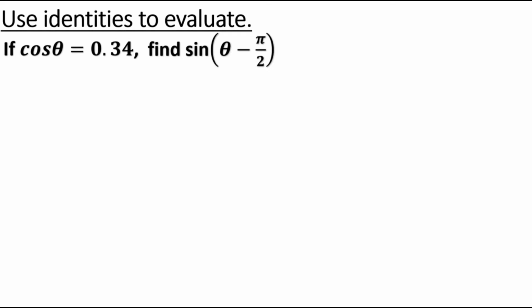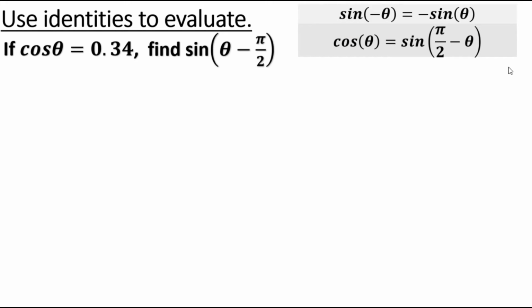We're starting off with the given information that cosine of theta equals 0.34. We want to use that to find the answer to the sine of theta minus pi over 2. The kinds of properties that we're going to use are the odd-even properties and the cofunction identities. Just putting up here, front and center, a couple of odd-even properties that we might want to use.